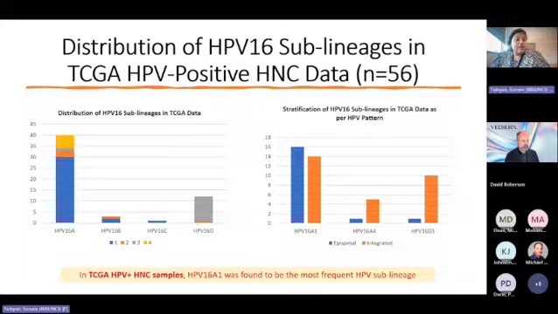We checked the distribution of HPV-16 sublineages in the TCGA HPV-positive head and neck cancer data, and we found that the most frequent sublineage was HPV-16A, and within HPV-16A, HPV-16A1 was the most frequent one. This is the chart which shows the distribution of HPV-16 sublineages according to HPV pattern.